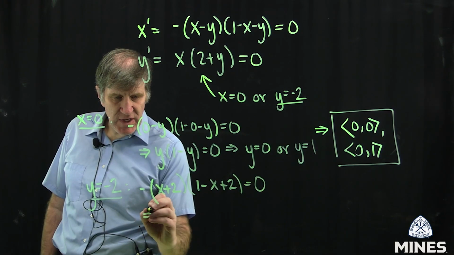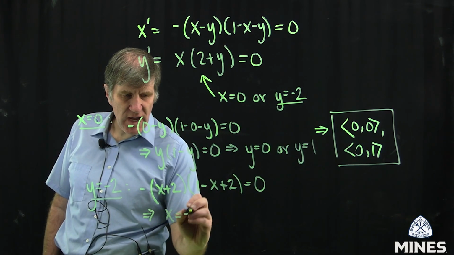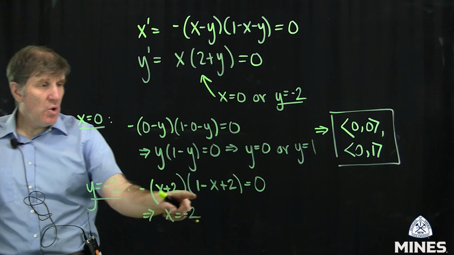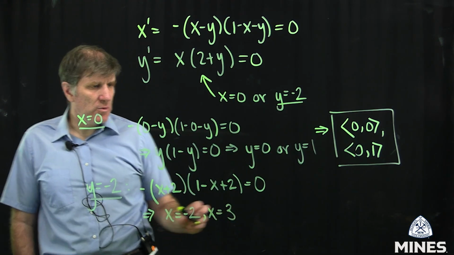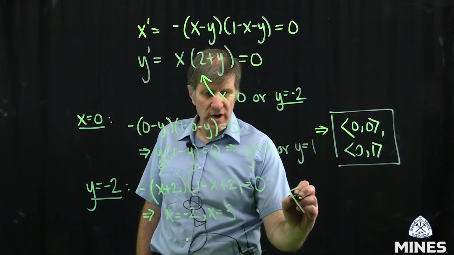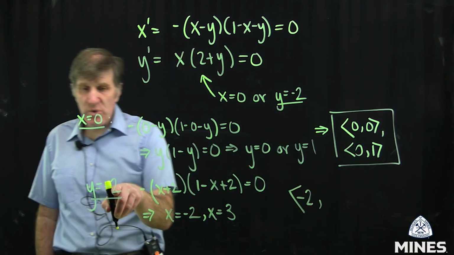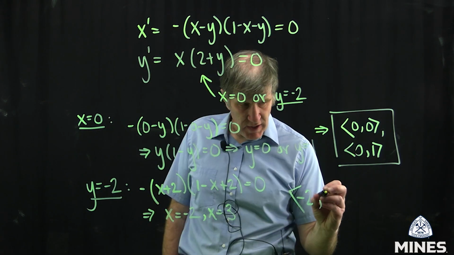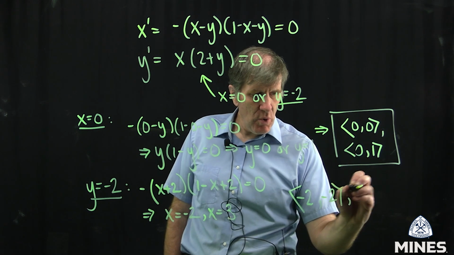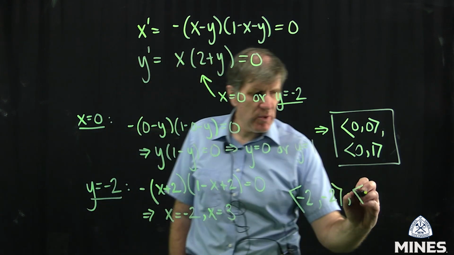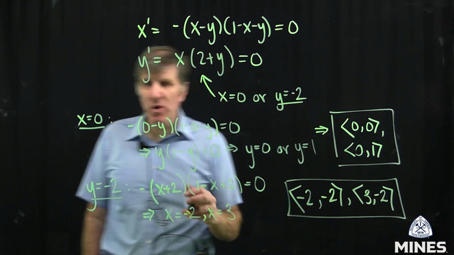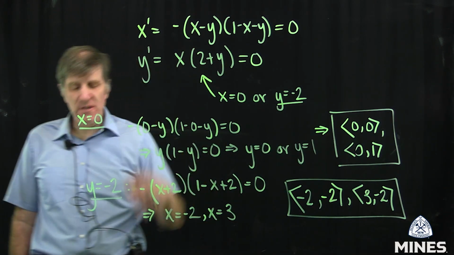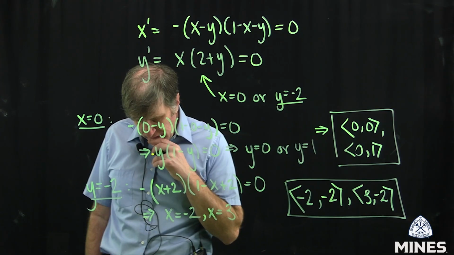And let's see, that means I have either x equals -2 from this term, or x equals 3 from this term. And so the equilibrium solutions are x equals -2 for y equals -2, or x equals 3 with y equals -2. In the end, we have 1, 2, 3, 4 equilibrium solutions to this nonlinear system of differential equations.